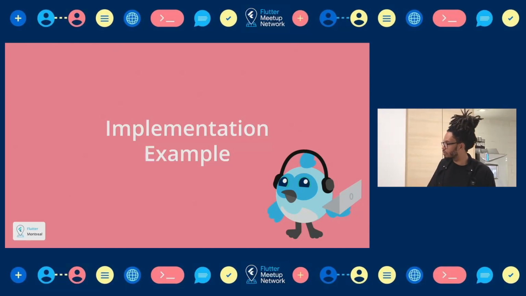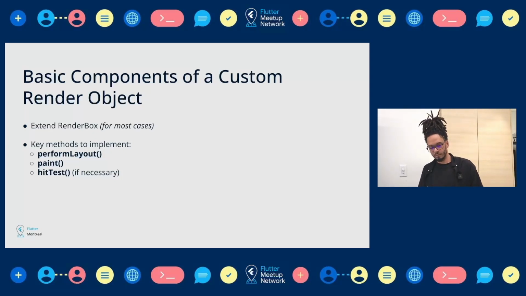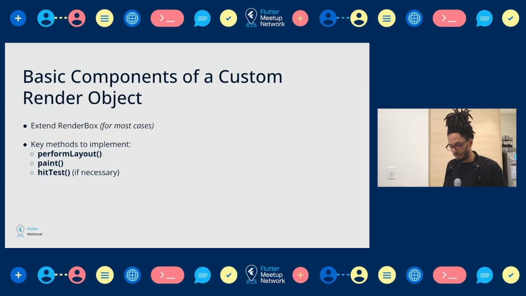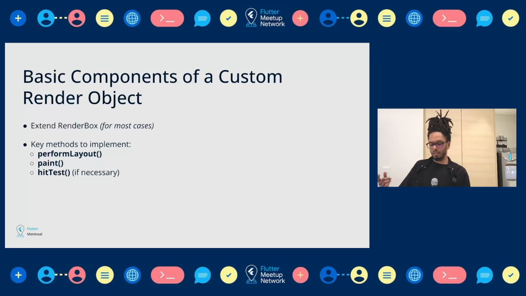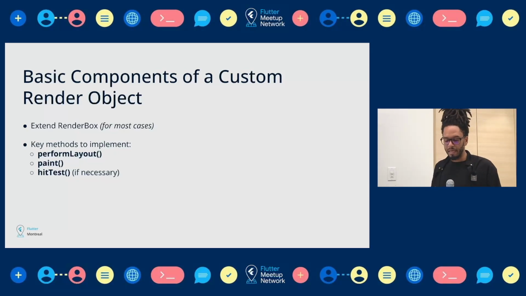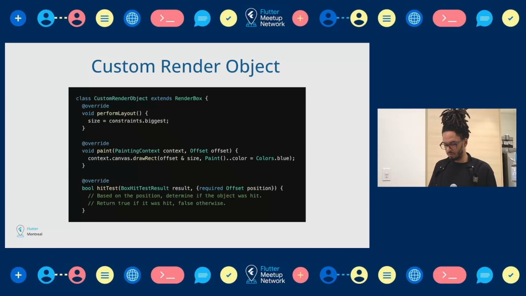Okay, so let's look at a basic implementation example. An implementation example of a render box. Implementing a render object is really just implementing a few methods, at least for a basic example. You need to implement perform layout, where you define the size of your widget, and you will need to implement paint, where you actually paint what's on the screen. And then you can implement hit test if you need to. So here's an example.